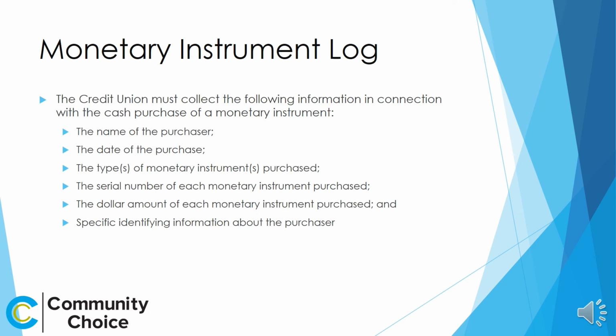The information that must be collected and recorded in connection with the cash purchase of a monetary instrument is as follows. Number 1, the name of the purchaser. Number 2, the date of the purchase. Number 3, the type of monetary instrument purchased. Number 4, the serial number of each monetary instrument purchased. Number 5, the dollar amount of each monetary instrument purchased. And number 6, specific identifying information about the purchaser.